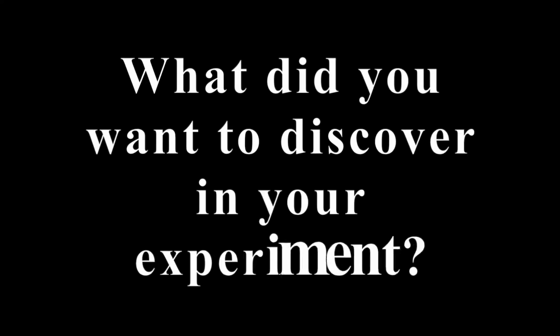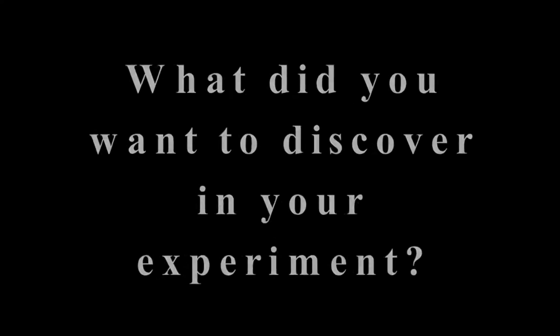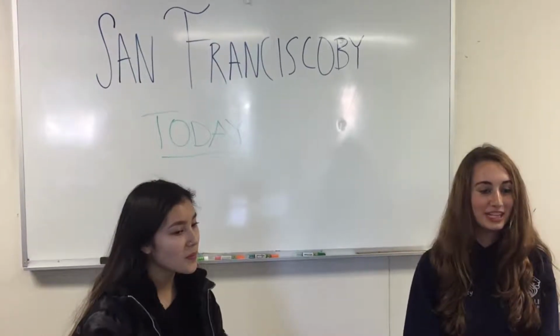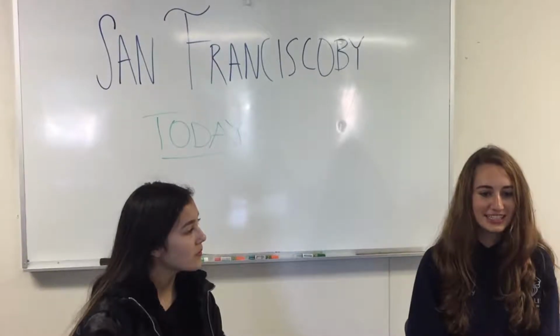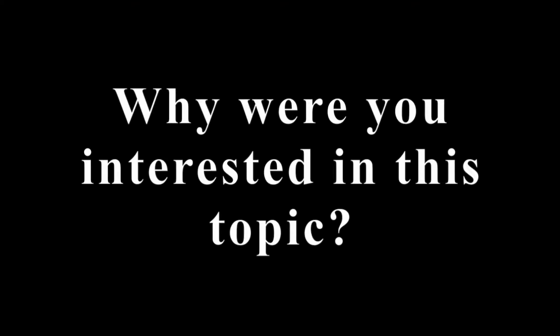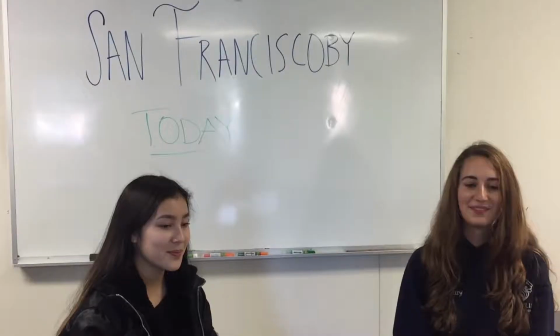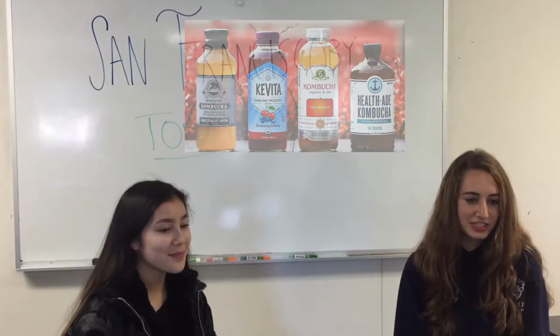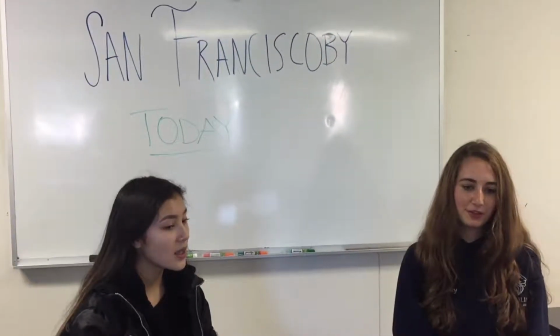What did you want to discover in your experiment? The goal of the experiment was to answer the question, how does the fermentation time of kombucha affect the pH levels and alcohol content density? Why are you interested in this topic? We wanted to explore this topic because of its real-world application. Kombucha is a very popular drink in this day and age, so we thought it'd be interesting to explore how it is made and more about the fermentation process.